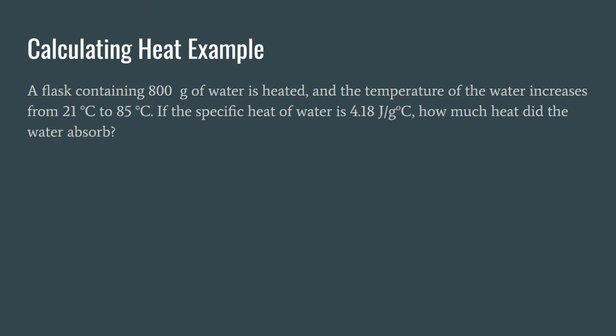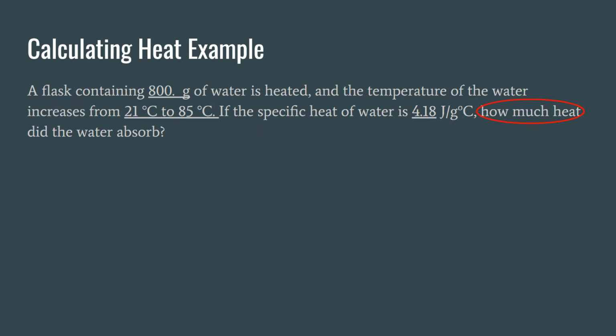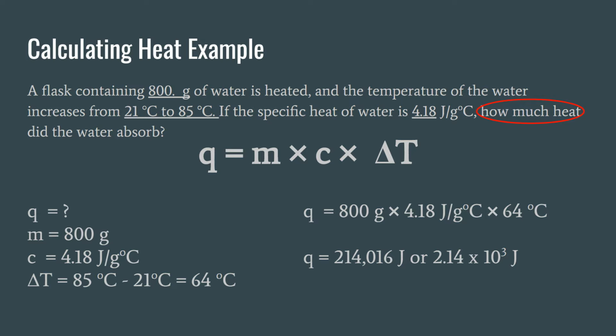Same process as always. First, we annotate, we underline our givens and circle our question. And then we know the equation, so really we're just going to figure out what numbers I know, plug them in, and solve. And here it's just 800 grams times 4.18 joules per gram per degree Celsius. The change in temperature is 85 minus 21, which is 64, and we get about 214,000 joules, or 2.14 times 10 to the 5 joules.